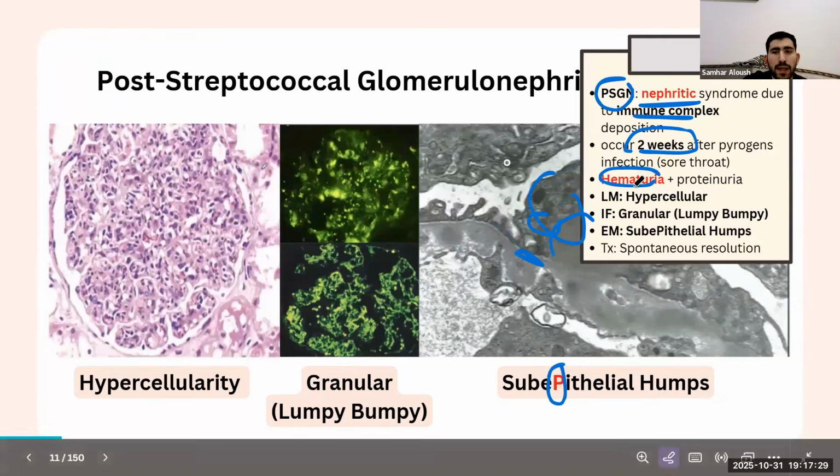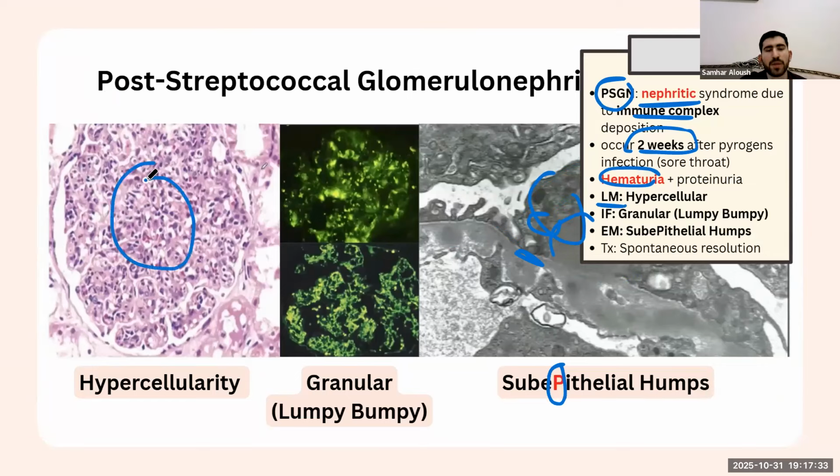Okay, so the light microscopy for PSGN is hypercellularity of the mesangium, because there is immune complex and then inflammation, neutrophils are coming in and out, so it's hypercellular. So the light microscopy of PSGN is hypercellular. The immunofluorescence is granular. We call it lumpy-bumpy. Why is it granular?